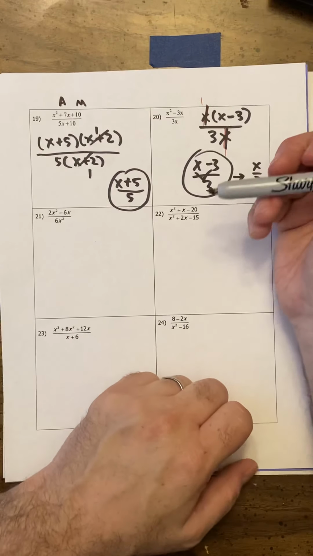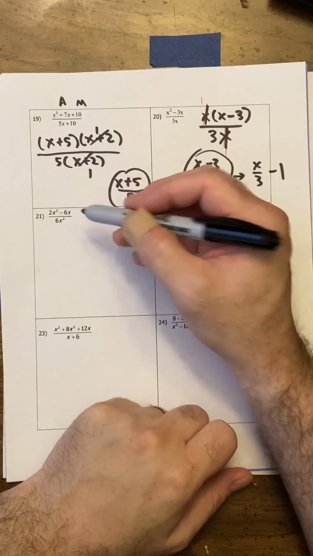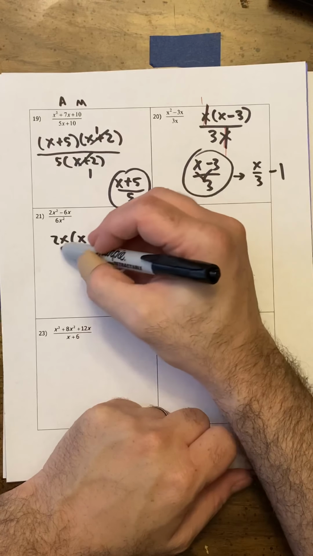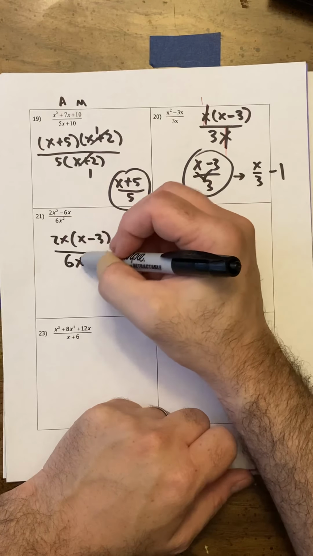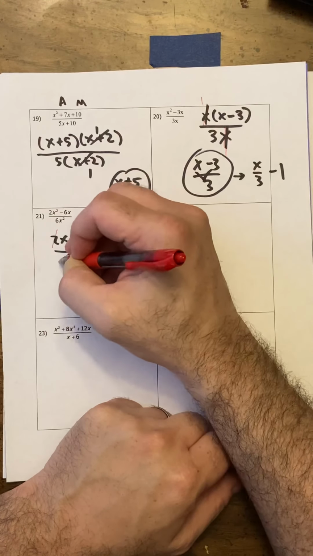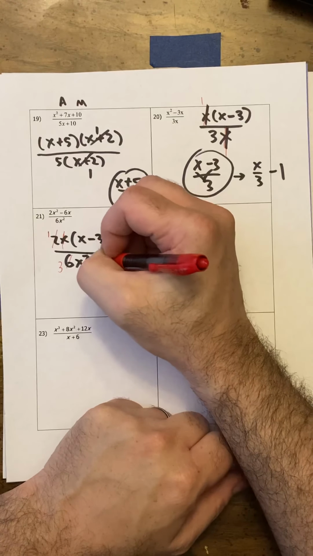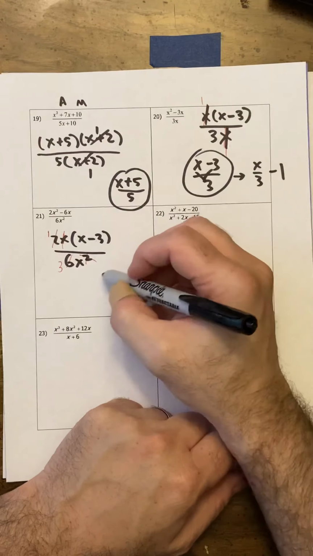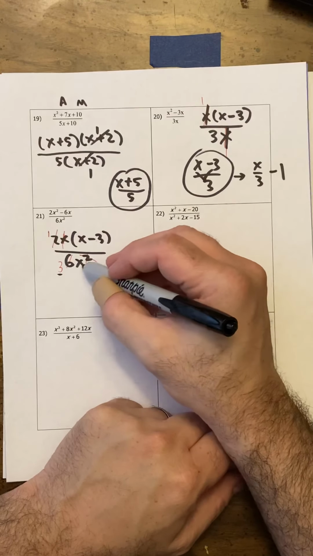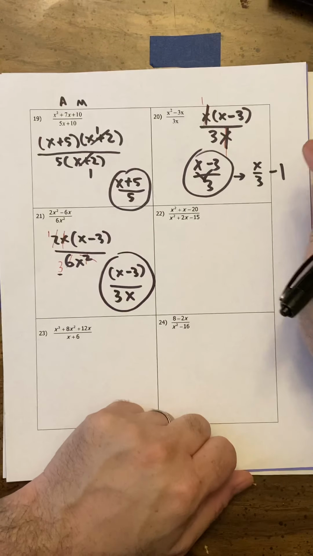All right, next one. And again, I would pause the video, try some of these yourself, see if you could do them. Here we can pull out a 2x, greatest common factor of 2x, then x minus 3. Denominator is 6x squared. The way we can simplify this is 2 goes into 6 3 times, so 1/3. One of these x's cancels out. So what we have left is x minus 3 in the numerator over 3, and then one of the x's canceled out, 3x. So that's how this became simplified.